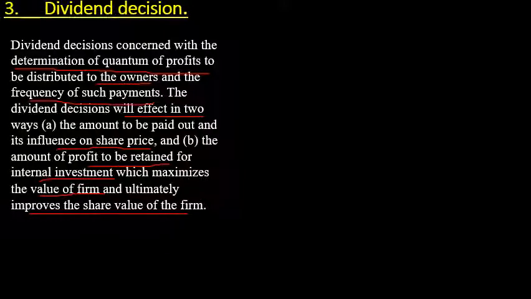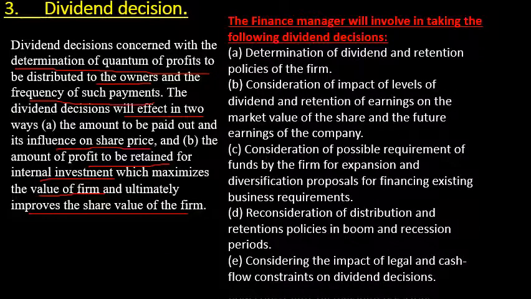And there are a lot of factors which have to be considered again under dividend decisions. The areas which have to be considered under dividend decision. First one, determination of dividend and retention policies of the firm. How much dividend to be declared, how much part of profit to be retained, whether partially to be declared as a dividend or whether they have to retain the entire profit in the company for future development. That has to be determined by the finance department.